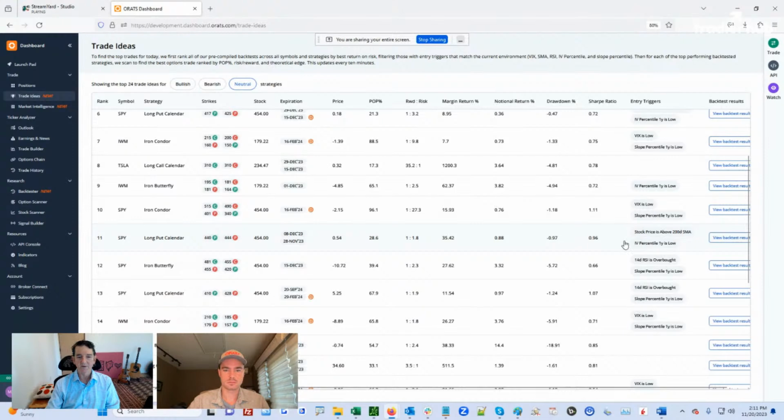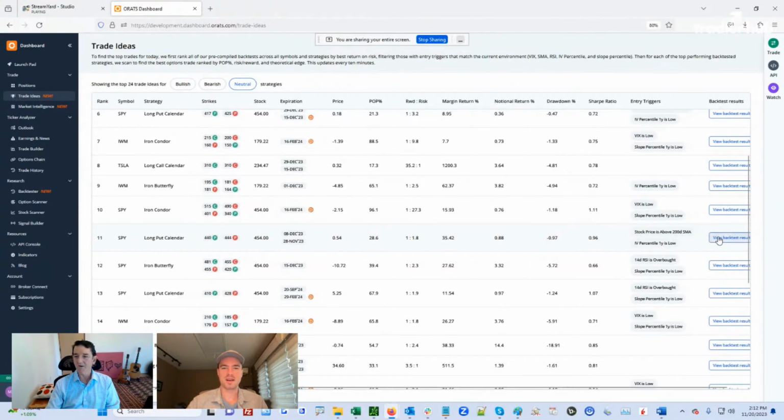Here's another put calendar with a good. So, okay, this one looks pretty good to me. This was tested when the stock price is above the 200-day and the IV percentile is low. The notional return is about 1%, but the margin return is pretty good. And the risk reward, it's not too risky. So I like that. It's kind of a low probability of profit. So, we like to win on this channel, but let's take a look at this.